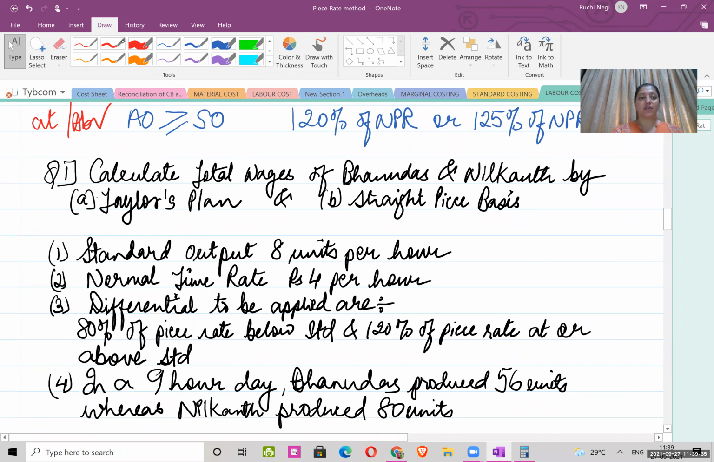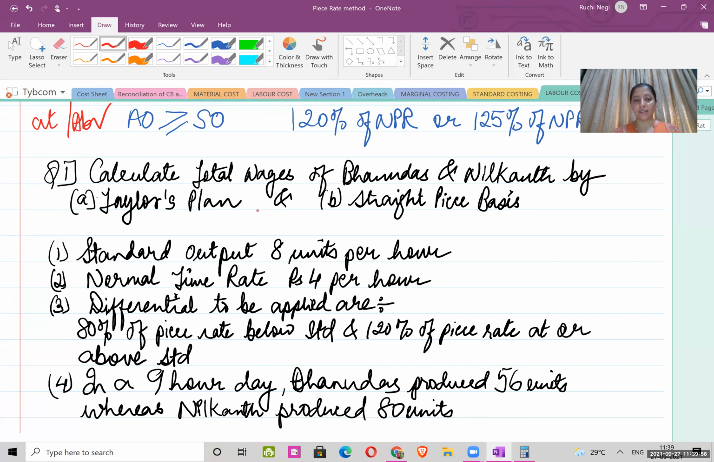Now what they have given you, they have given you the standard output, which is 8 units per hour. How many units are you making in one hour? 8 units, okay? Next, normal time rate is 4 rupees per hour. Okay? What is the NTR? For one hour you are paying 4 rupees, okay?